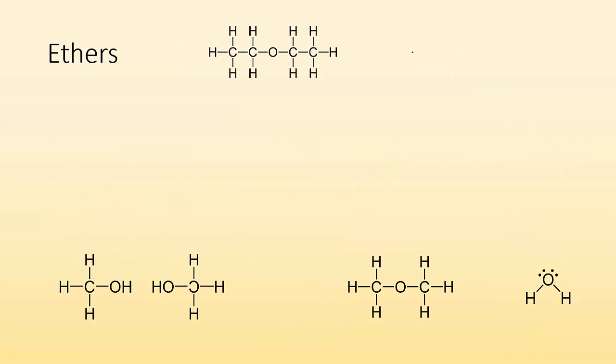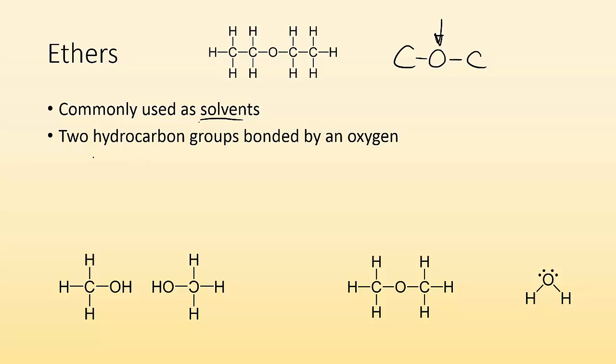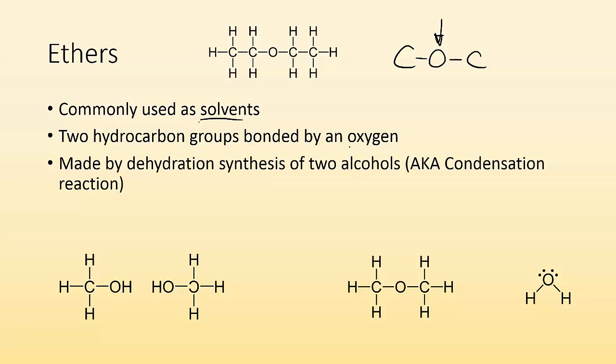All right, ethers. Remember the ethers, where you have a carbon with an oxygen and then another carbon. You've got an oxygen separating it into 2 different carbon chains. Ethers are commonly used as solvents. You have 2 hydrocarbon groups bonded by an oxygen. That's what it looks like. It's made by dehydration synthesis of 2 alcohols, which is also known as a condensation reaction because you're removing water, right? That's dehydration as a condensation.